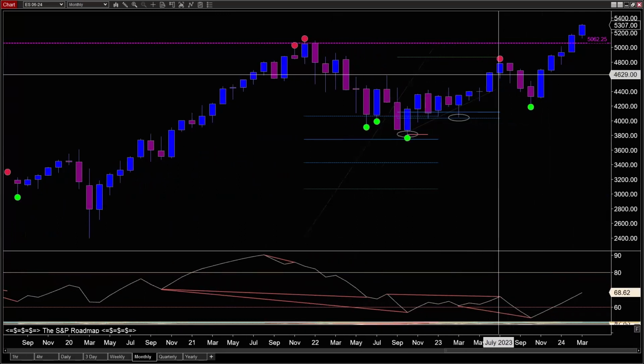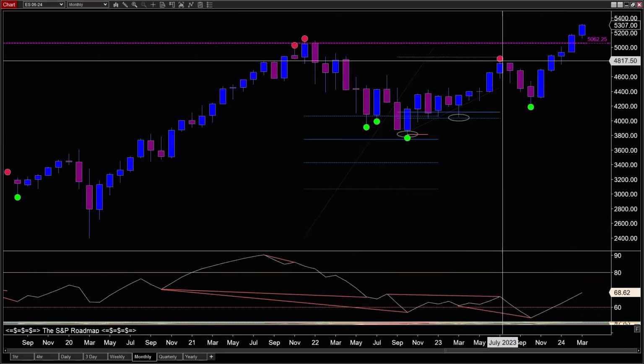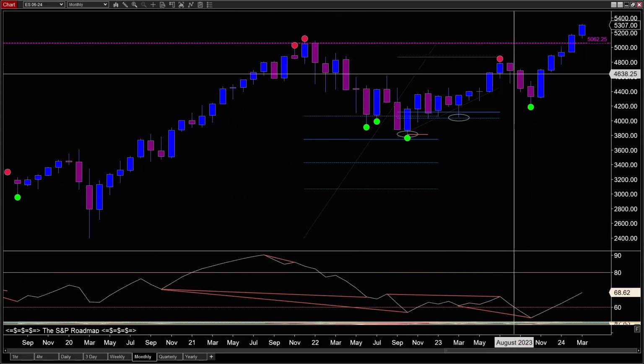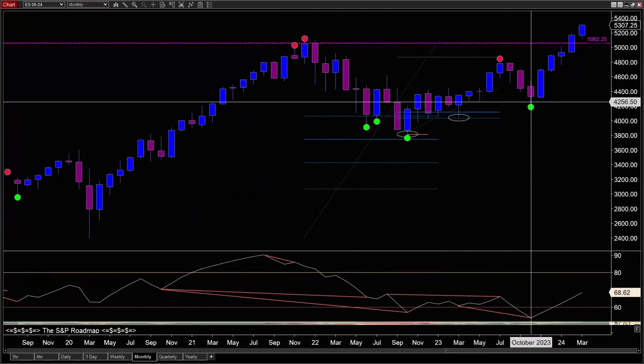There was a great bearish setup that happened right at the end of July going into August of 2023 that led to this beautiful 5, 6, 700 point pullback at the time.